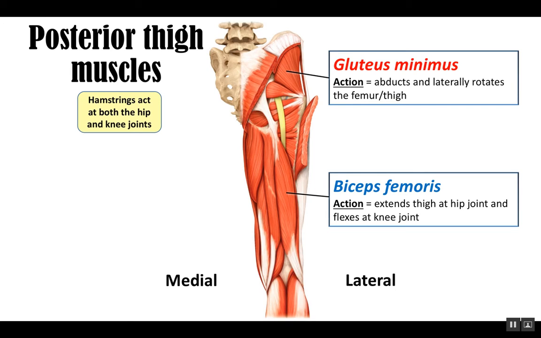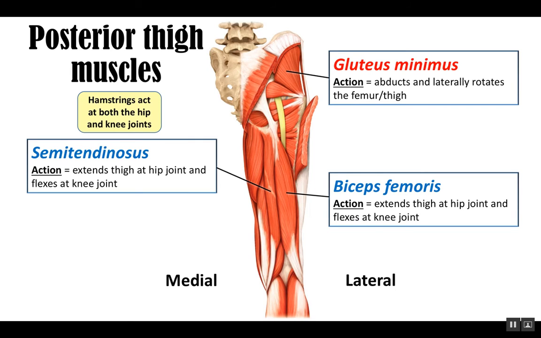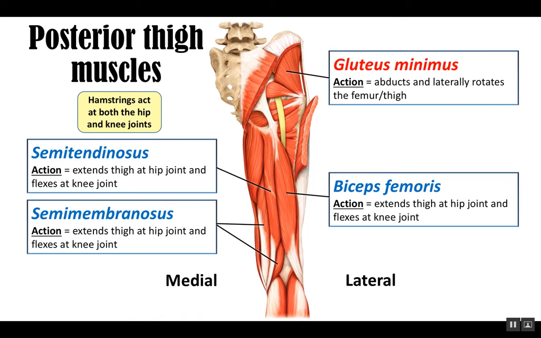Then we go into the posterior thigh, where we find the 3 hamstrings. Hamstrings we often think of as being antagonistic to the quadriceps femoris muscles. So if those quadriceps in the front extended the knee and flexed the hip, your hamstrings do the complete opposite. They're going to extend the hip and flex the knee.